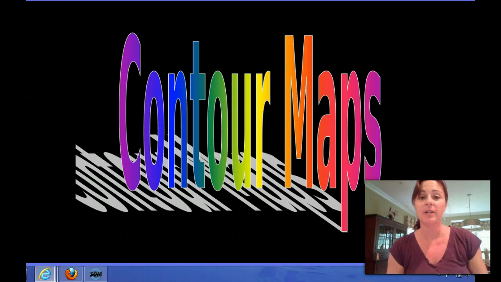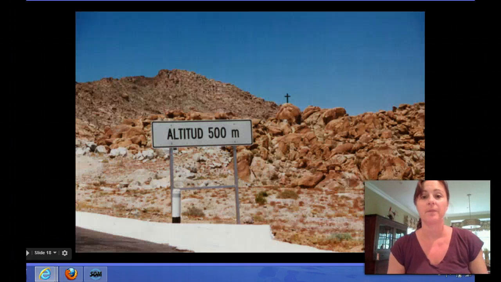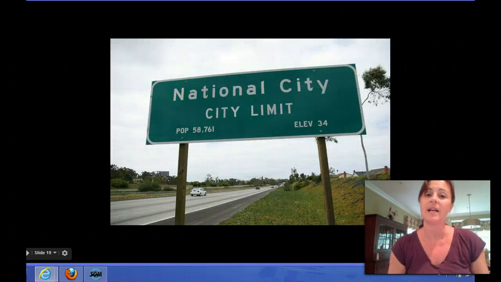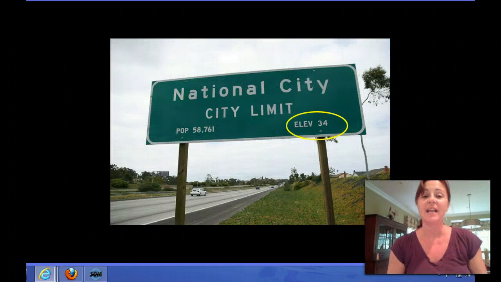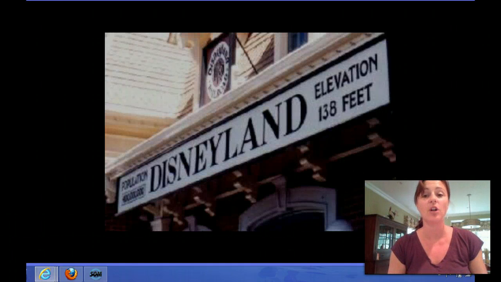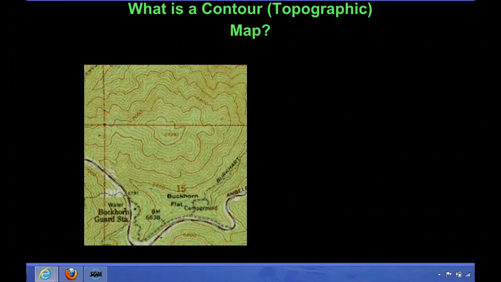Well, today we're going to learn about a field that measures elevation. These are known as contour maps. You may have noticed signs like this along the road measuring altitude. Well, altitude is elevation, and elevation is how high above sea level a location may be.